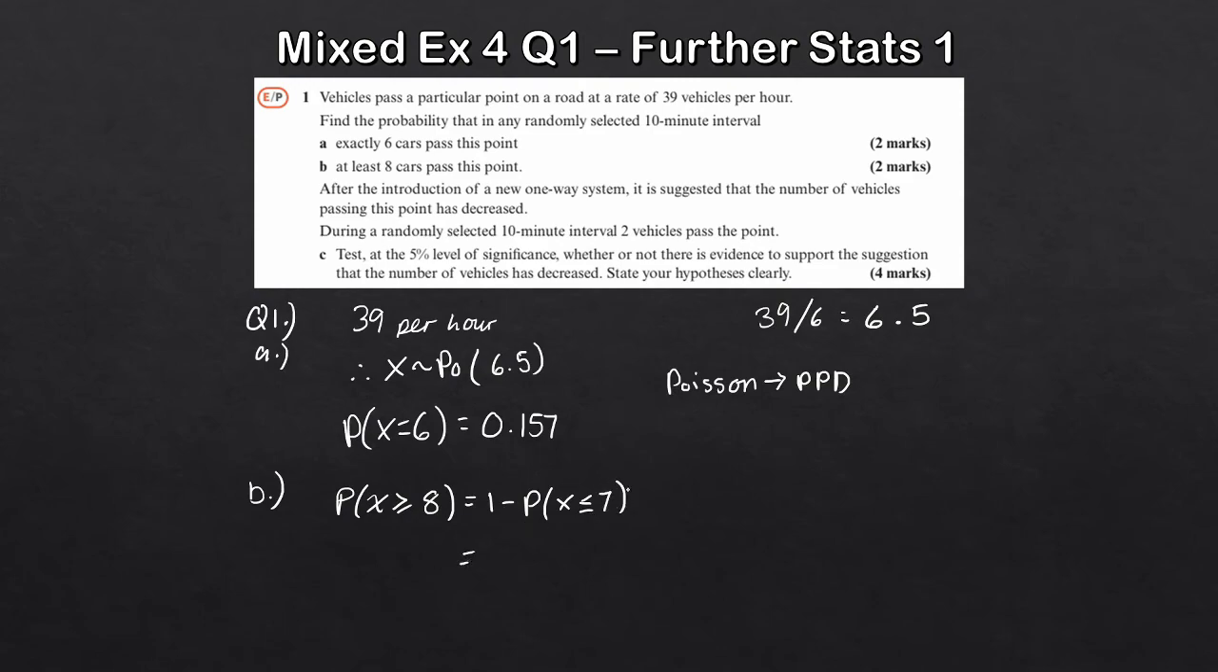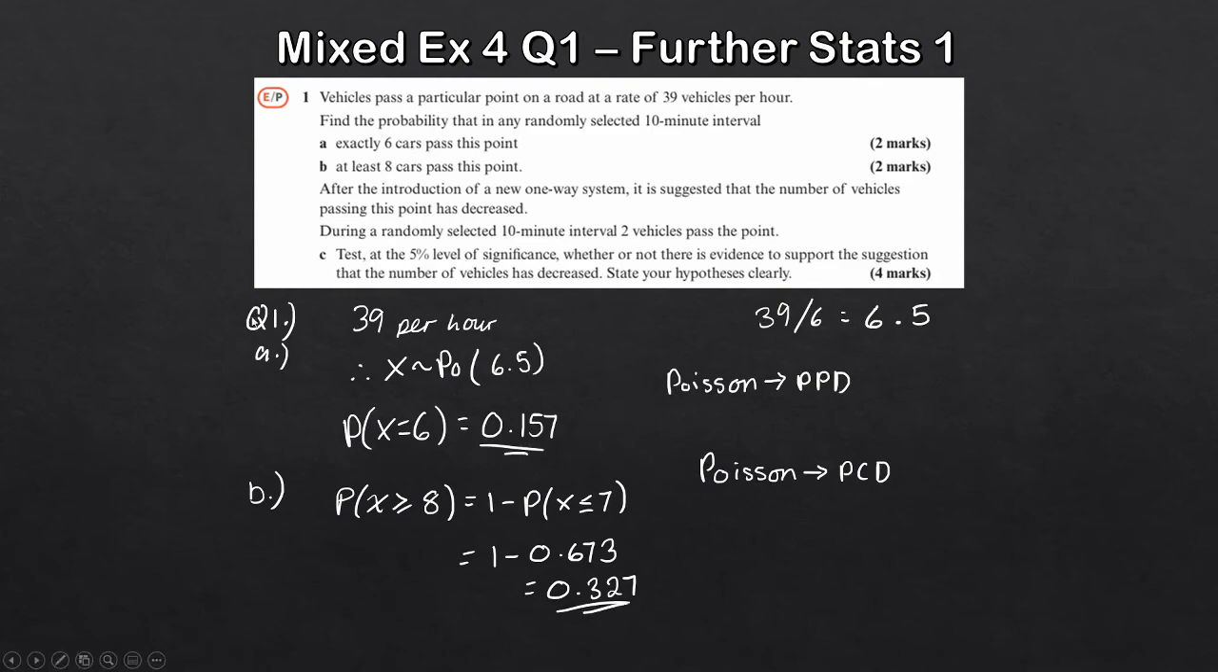And again, just plug this into your calculator. This time it's Poisson and then PCD, because it's less than or equal. So do this on your calculator. What you should get is 1 minus 0.673, and that applies to 0.327 there. So there we have it, our two probabilities, 0.327 and 0.157.